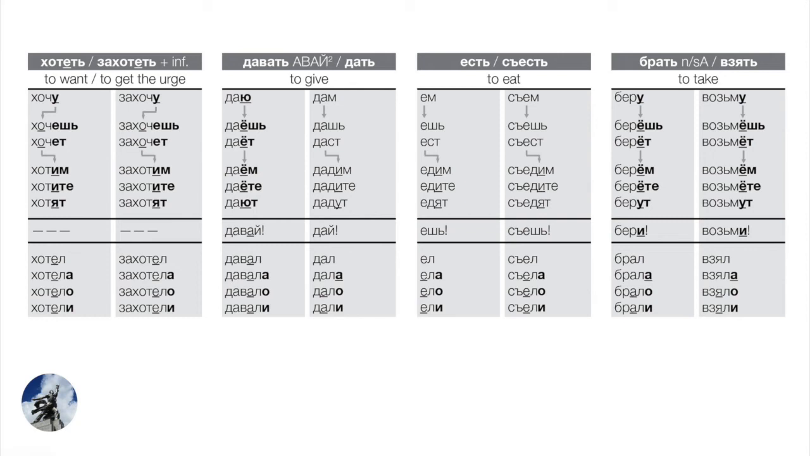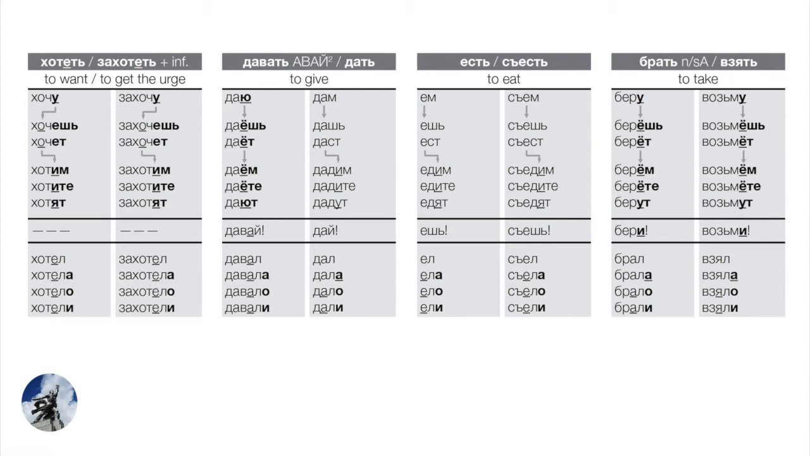This is totally irregular. And if we take a look at the forms, we can see why, right? Dam, dash, dast, dadim, daditye, dadut. Now look at the past tense: dal, dala, dalo, dali. Okay, again, there's that stressing of the ending only, the feminine ending only in the past tense. Otherwise, it's regular in the past tense.